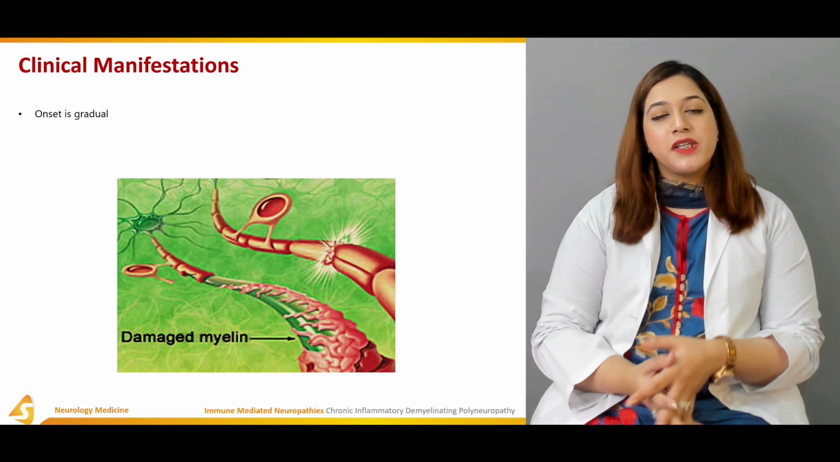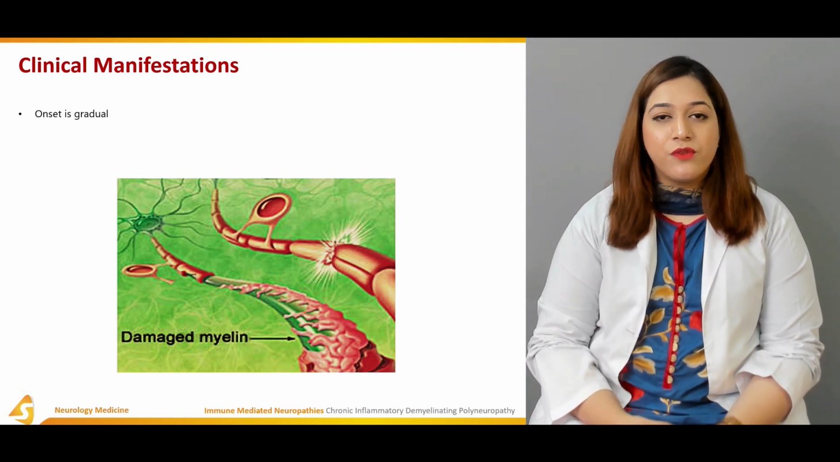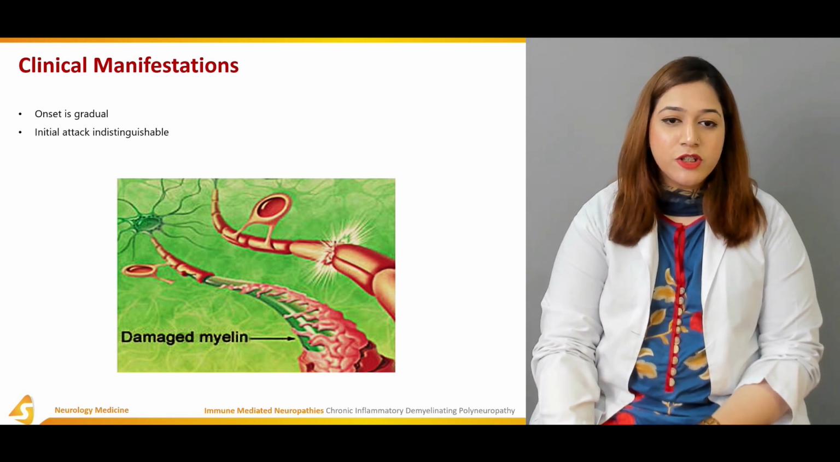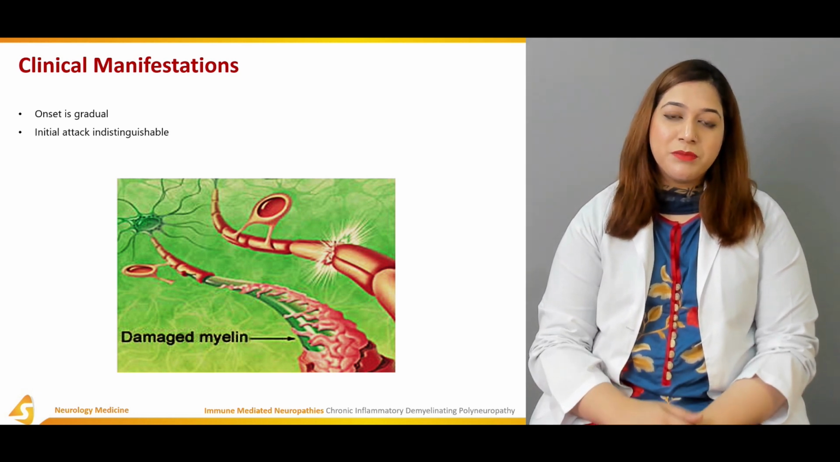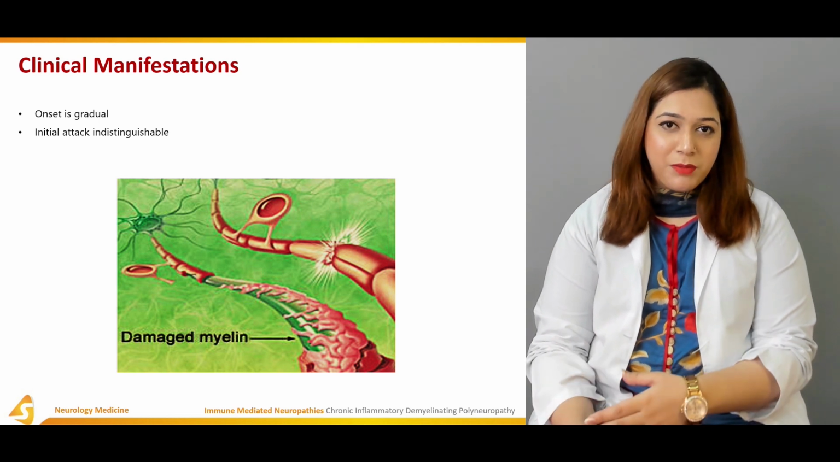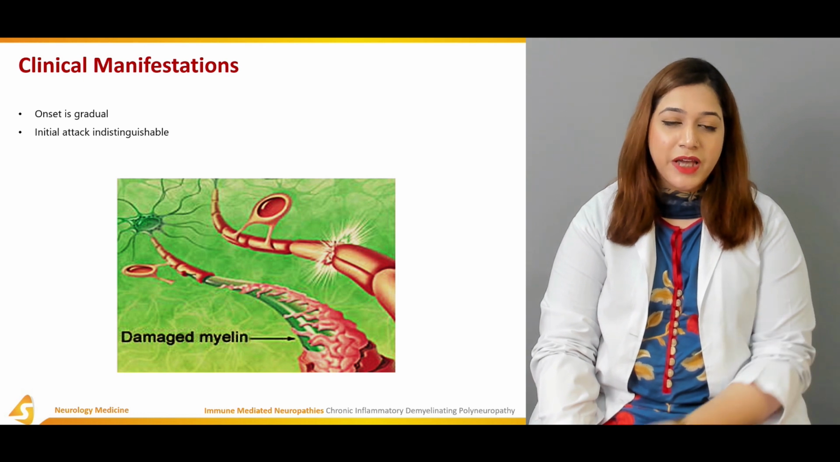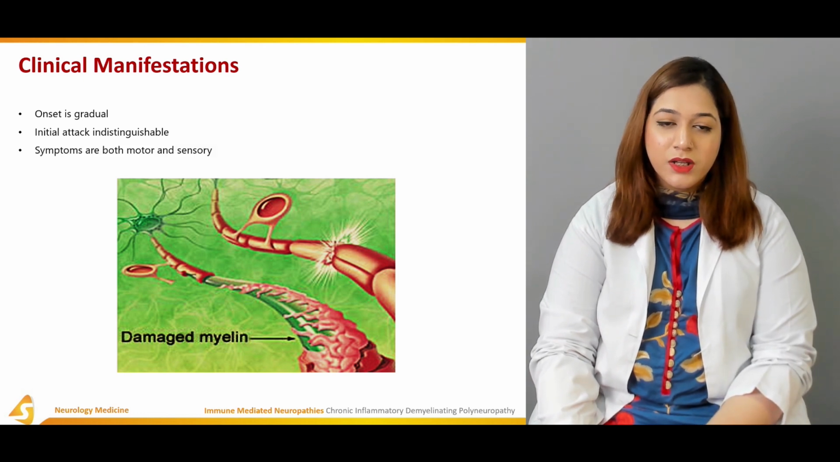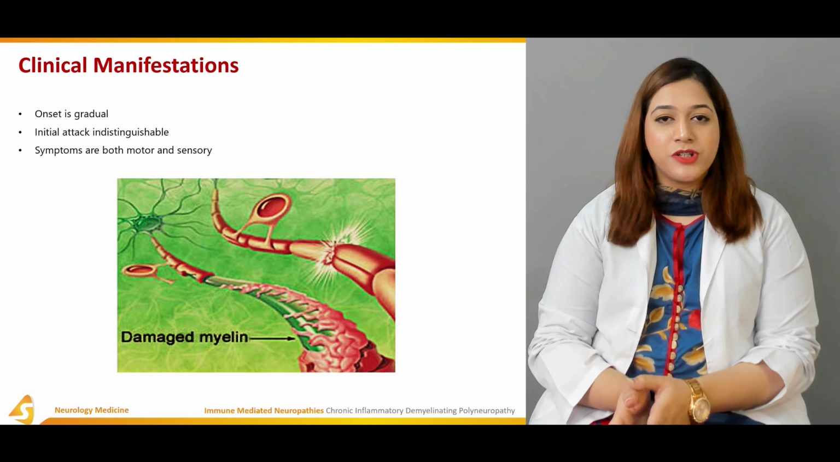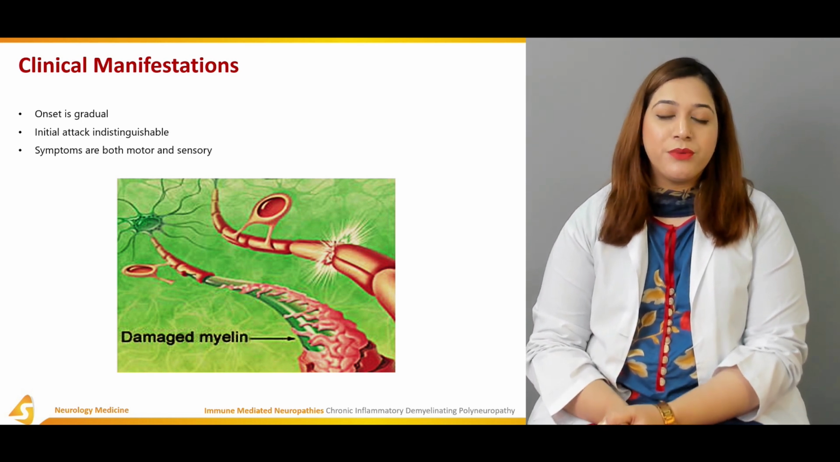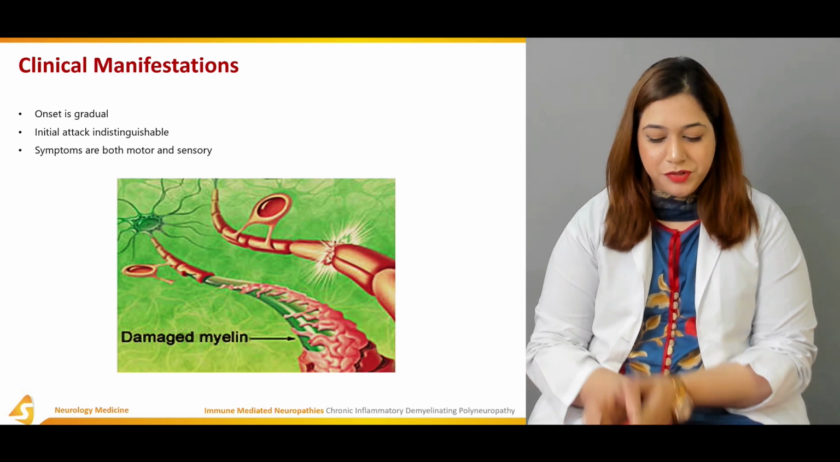The onset of CIDP is gradual, over a few months or longer than that. The initial attack is usually indistinguishable from that of GBS because there is no obvious cause in case of CIDP. Symptoms are both motor and sensory, depending specifically on which component of the peripheral nerve is involved.